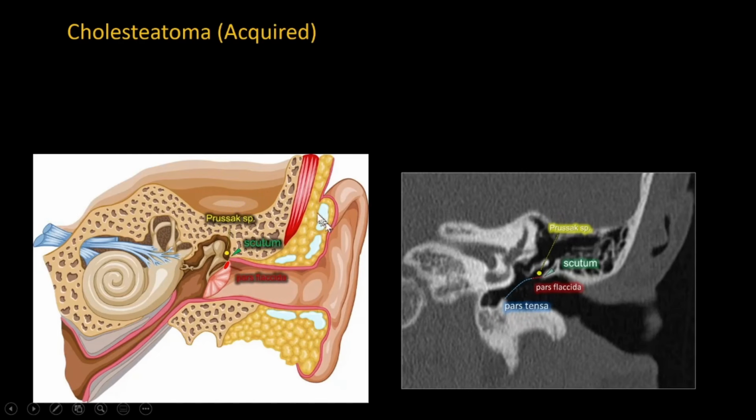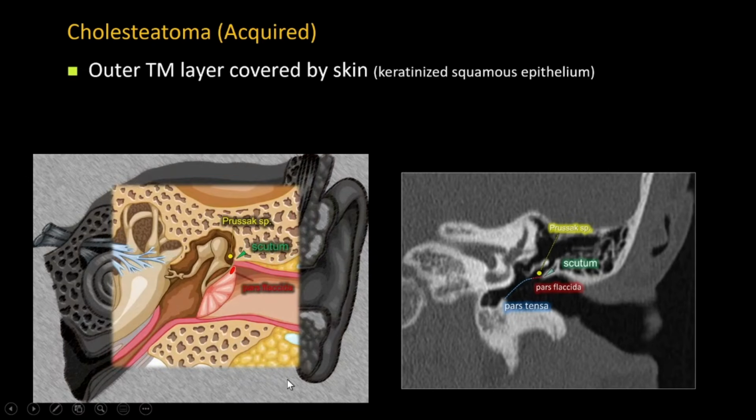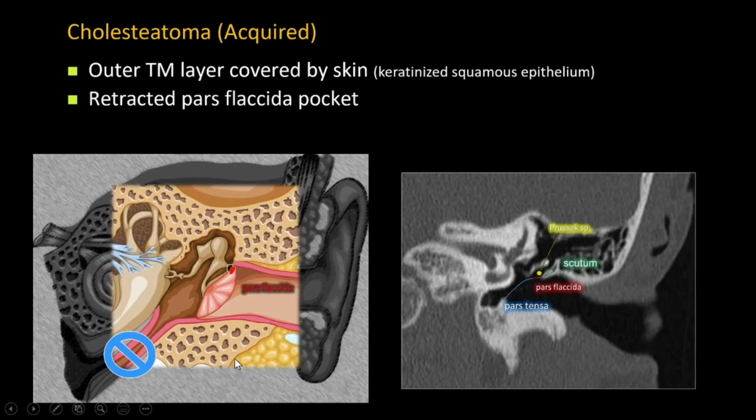And here again, illustrated on this cartoon. So what happens is that when you have a recurrent or chronic middle ear inflammation, you're going to block the outlet of the eustachian tube. In that case, you're going to generate a lot of negative pressure within the middle ear cavity. So guess which part gets sucked in first, the flaccid part or the tense part? It's going to be the pars flaccida.